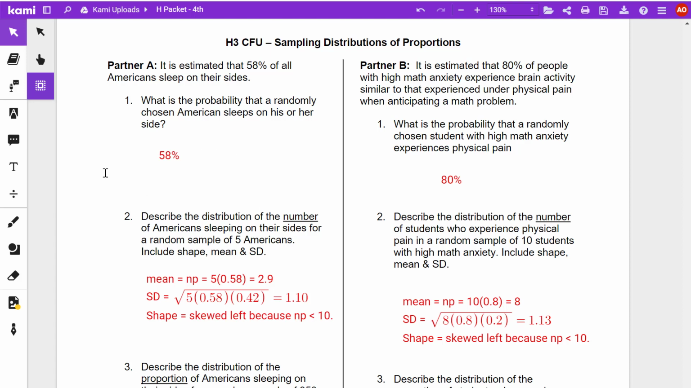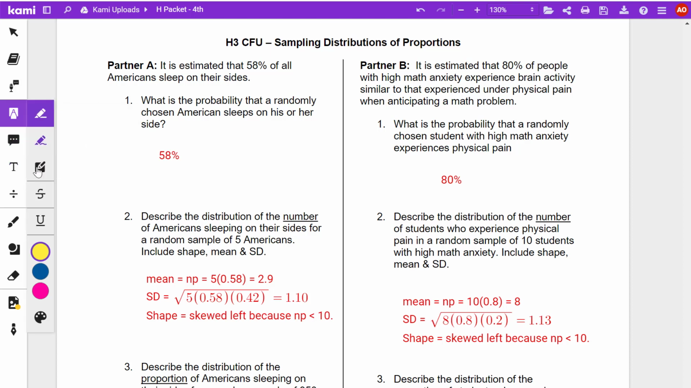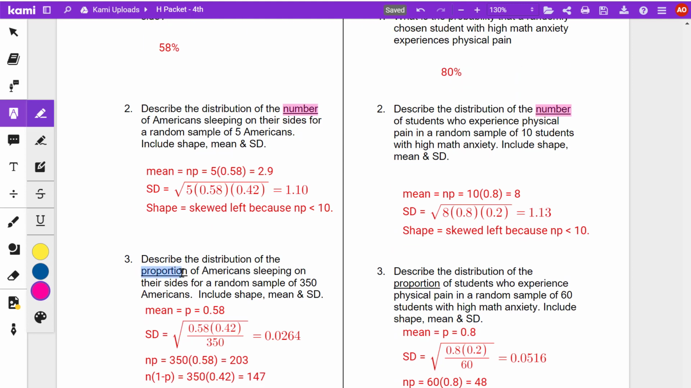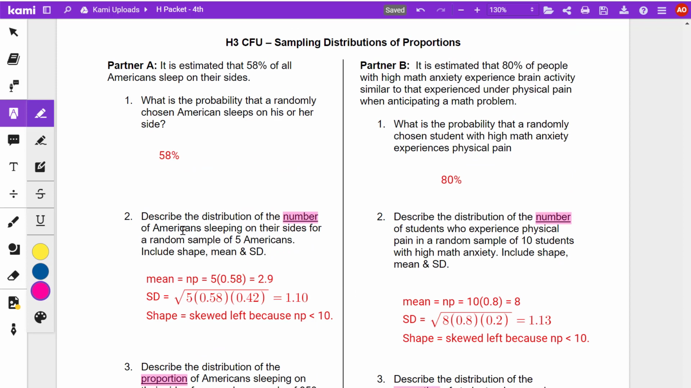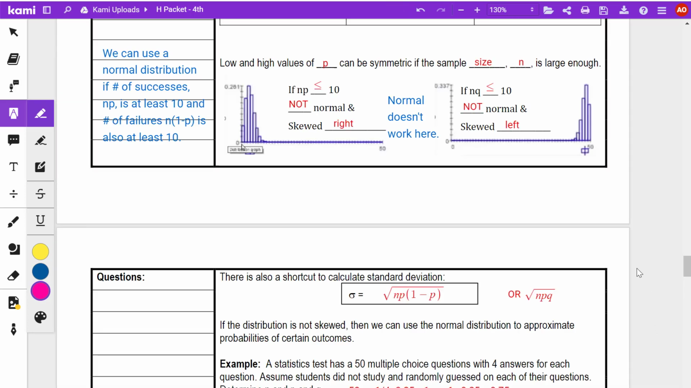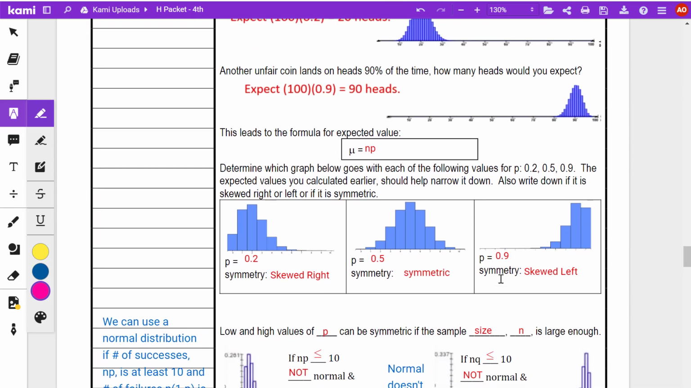Then we said describe the number. It's very important that you differentiate between number here and proportion. The next section is going to be proportion. So you have number and you have proportion. When we're dealing with number, that's the binomial distribution. If I go back in the notes, it's somewhere around here. Yeah, I came right up to it.